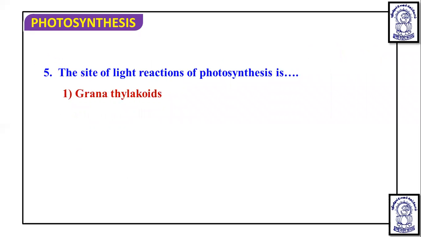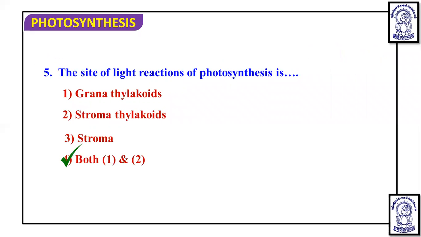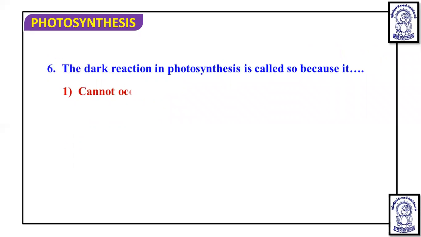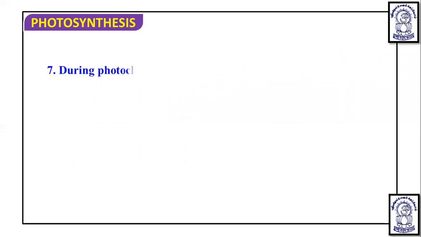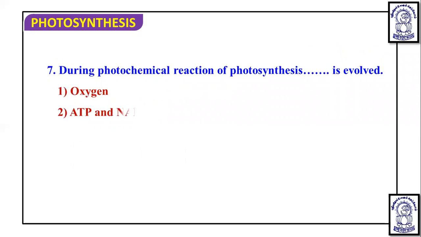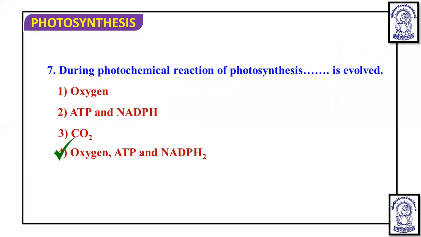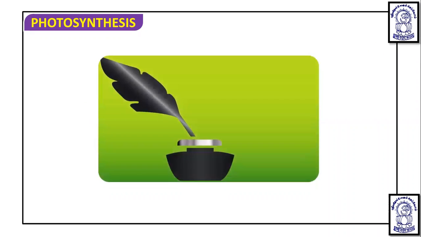The site of light reaction of photosynthesis is both 1 and 2, that is grana thylakoid and stroma thylakoid membrane. The dark reaction in photosynthesis is called so because it is light independent, not because it cannot occur during the day. During the photochemical reaction of photosynthesis, that is the light reaction, oxygen is evolved. So this is all about the factors, and that is all about photosynthesis. I hope, dear students, you have understood. Thank you.